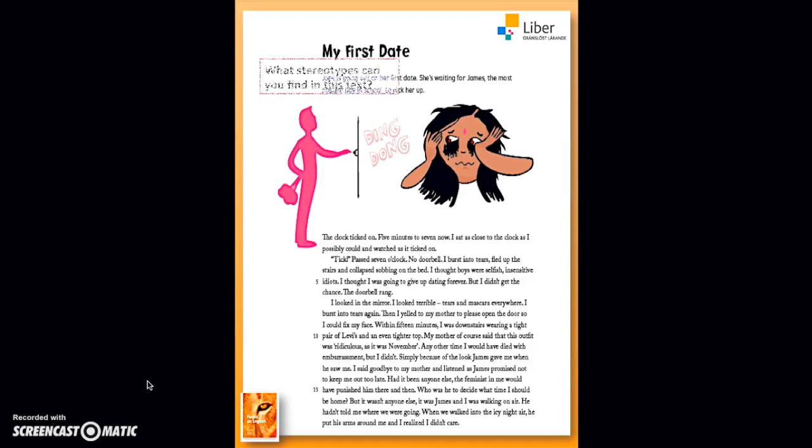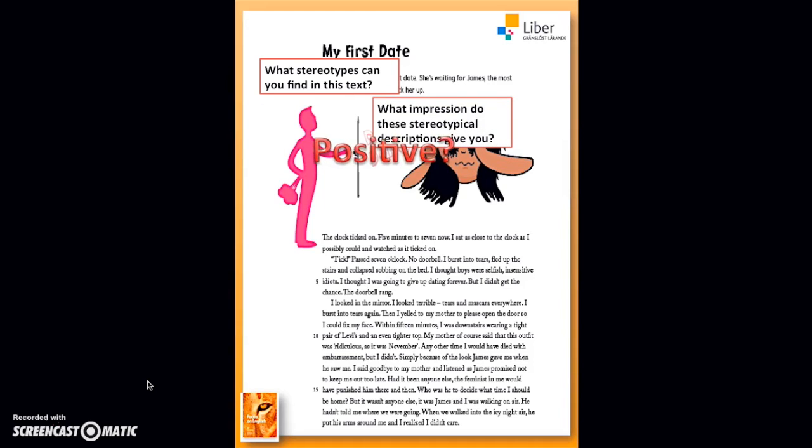My first question would be, what stereotypes can you find in this text? And once we've pinned them down, which will be a quick matter, I would ask the students, what impression do these stereotypical descriptions give you? Are they positive impressions? Are they negative impressions? And why is that? My guess is that they will not like the description of Jane. They might not like the description of James. They might disagree. No, we're not all like that. There are good guys out there. But they'll probably not think as bad of him as they would of Jane.